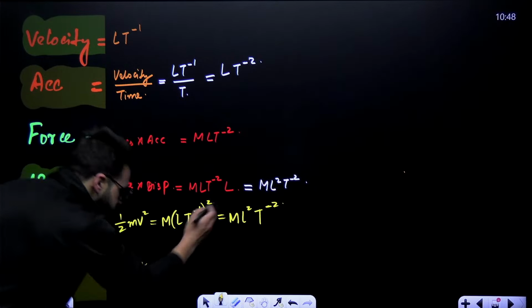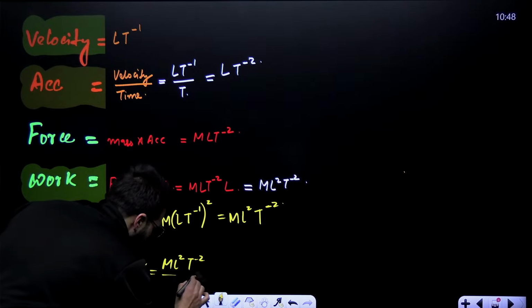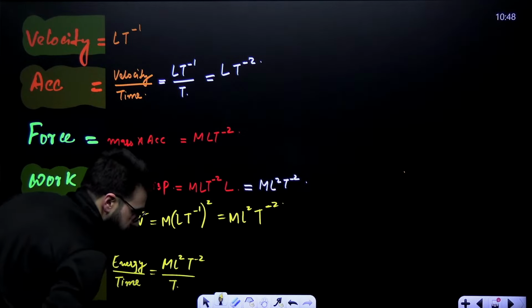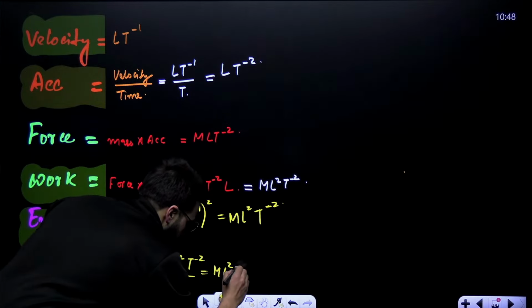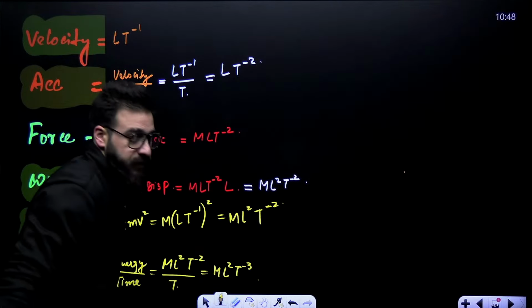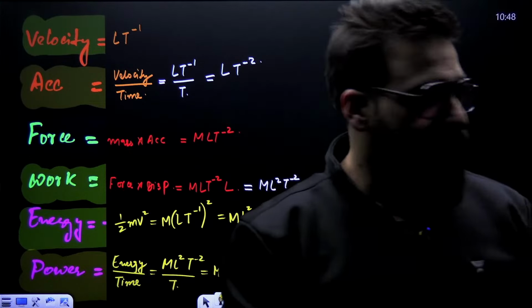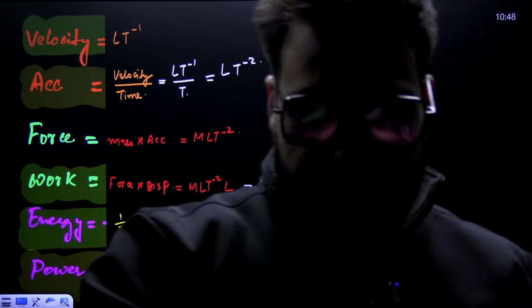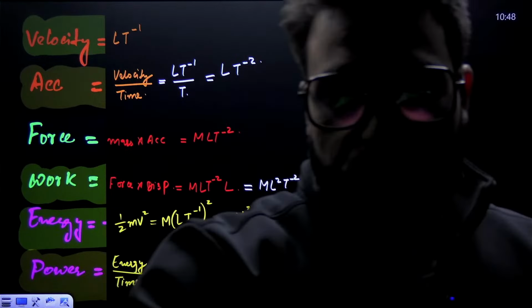And for energy, I can write this is mL²T⁻² upon time, T. So it will become ML²T⁻³. Okay. I hope there is no confusion left in your mind when it comes to the dimensional formulas over here.